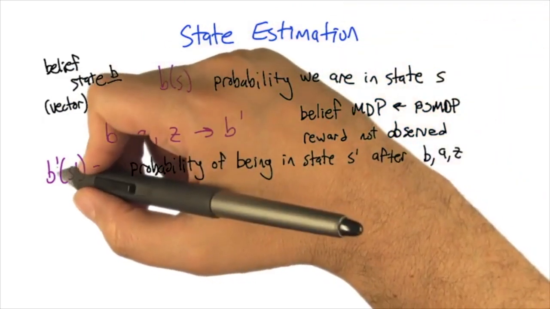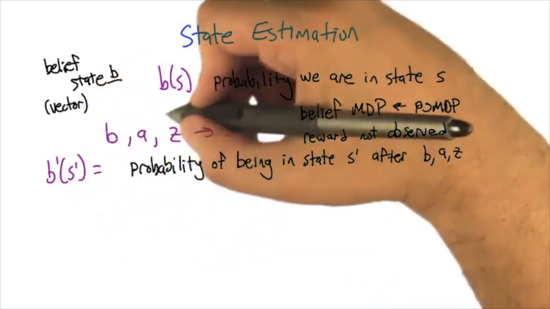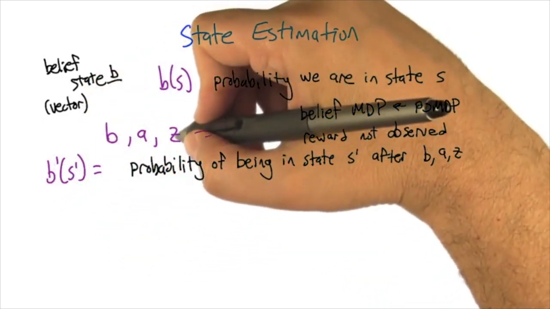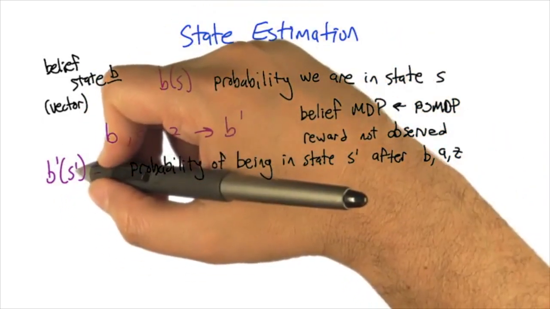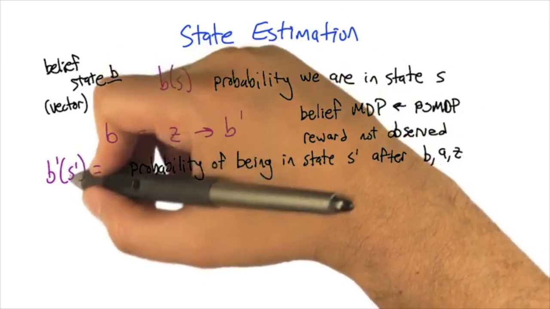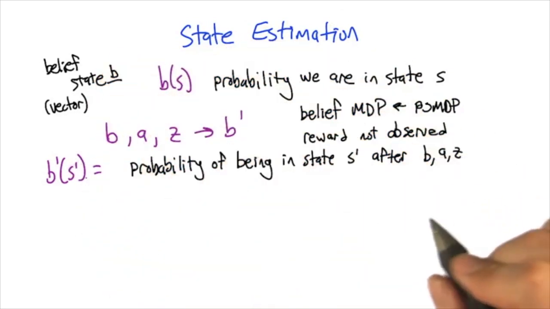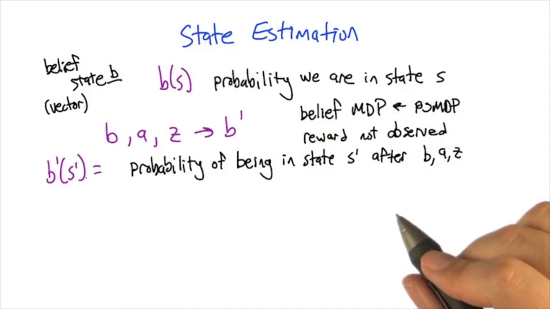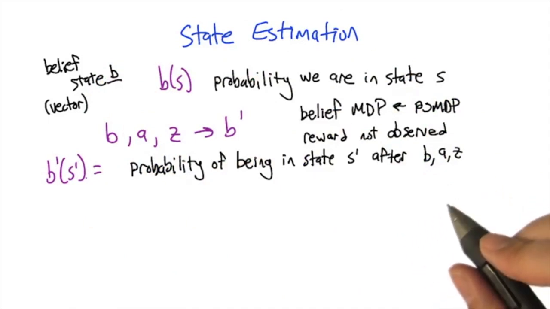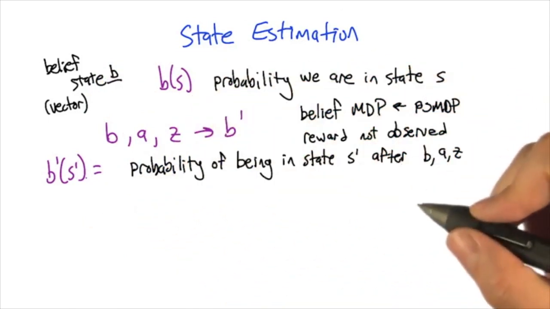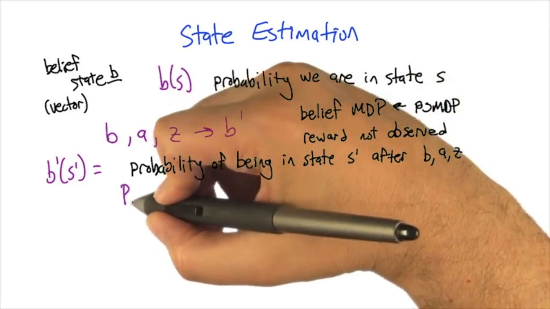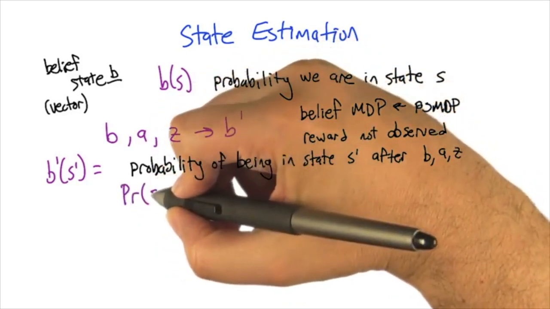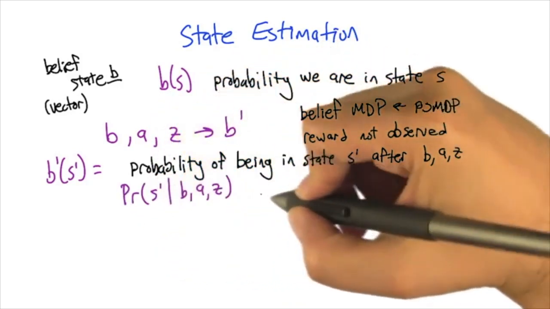So what we need to figure out is, in this new belief state, after we've taken action A and seen observation Z, what is the probability that we're in state S prime? We're going to have to do some kind of probabilistic inference or derivation to work that out. We ought to be able to do that, right? Because we have all the quantities that we need in the POMDP, I think.